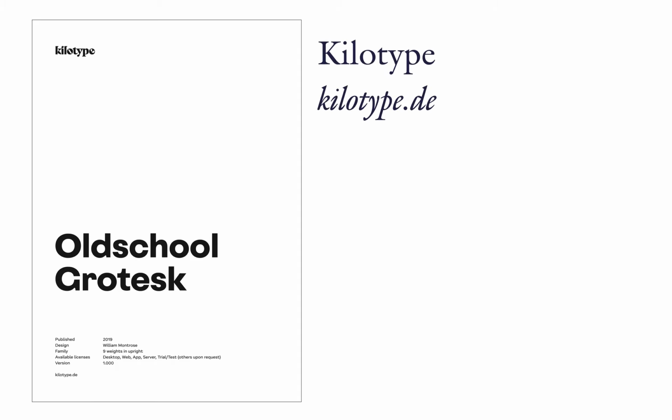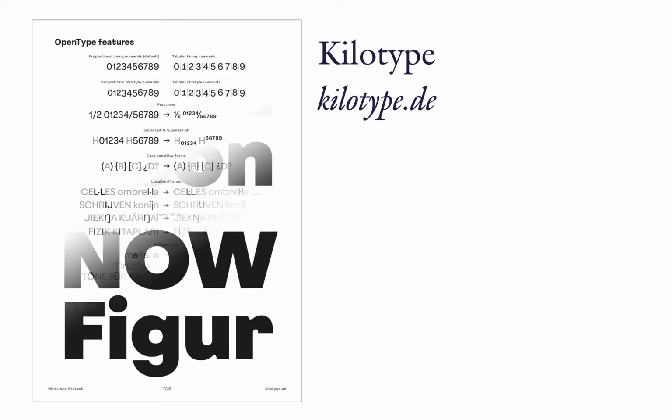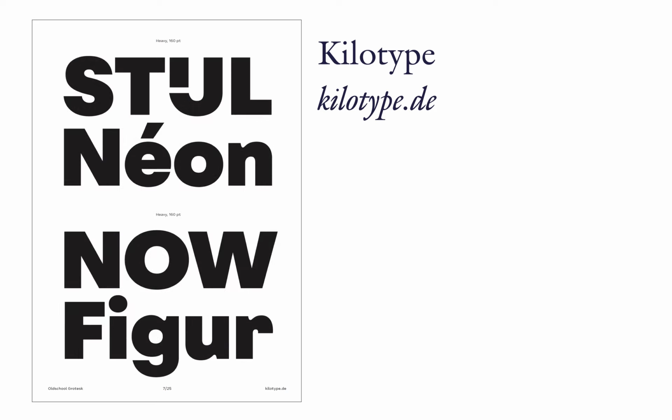Kilotype have a rather reduced specimen. No color, no images, not many words, just plain type and most relevant detailed information. For instance, all OpenType features on a single page. And big type. Pretty basic stuff that never gets old.